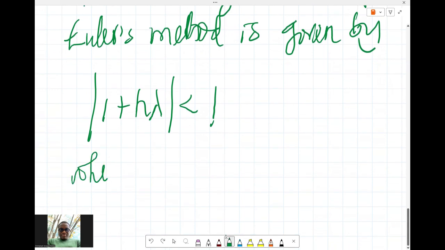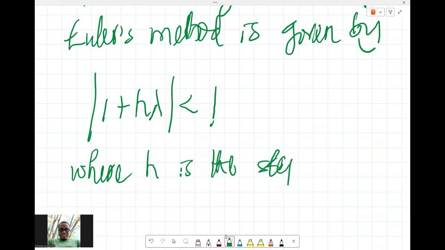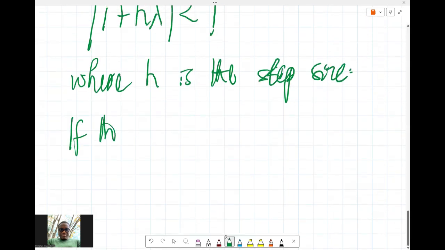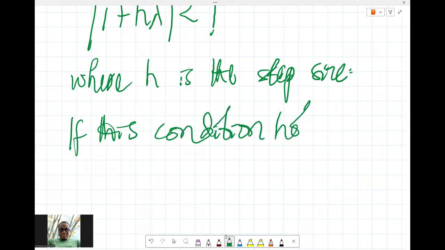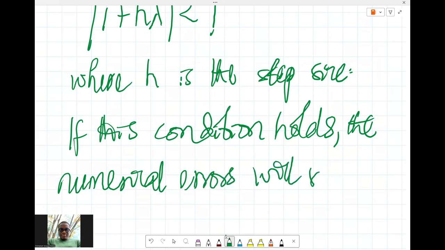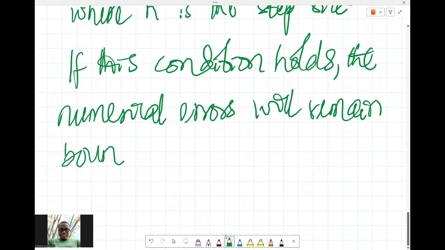Here, h is the step size, as we already know. So if this condition holds, the numerical errors will remain bounded, ensuring stability of the method.